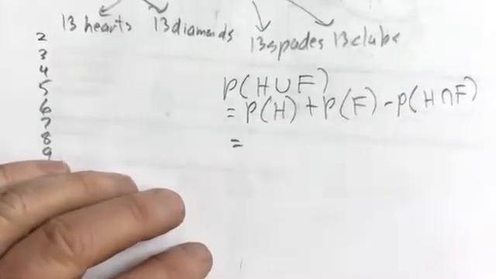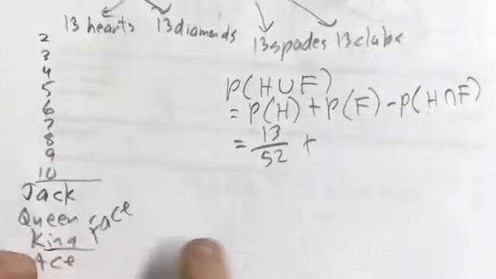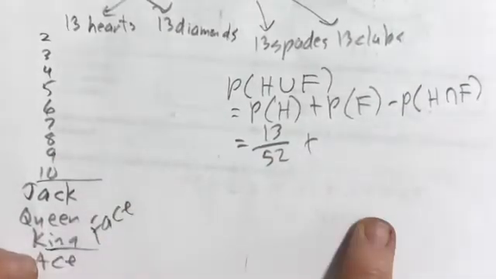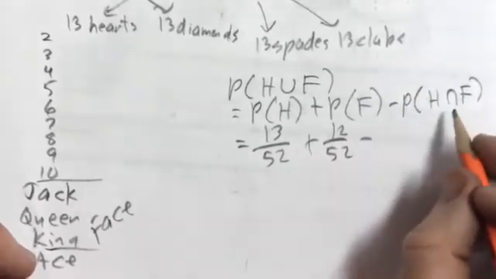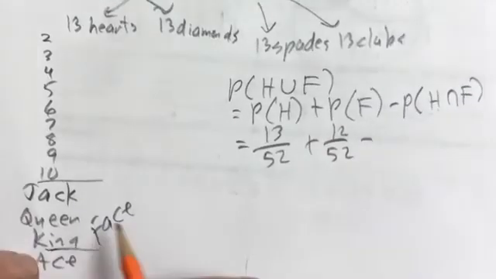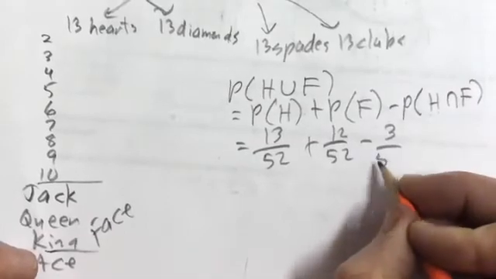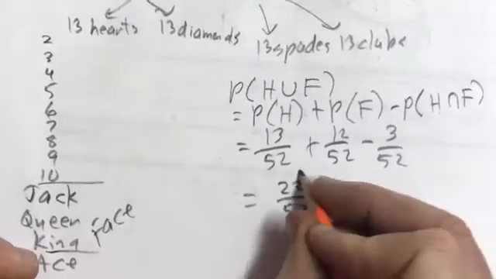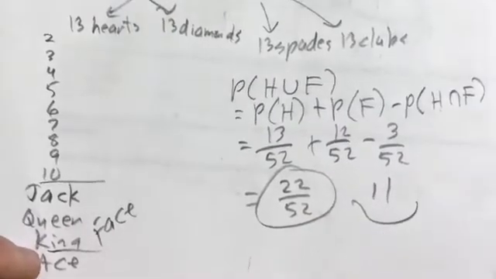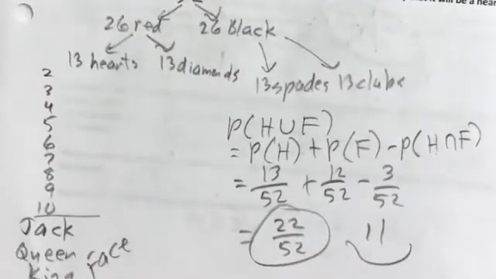What's the probability of getting a heart? There's a total of 13 hearts out of 52. How many face cards are there? There's 3 for each suit and 4 suits, so 3 times 4 is 12. And how many face cards are hearts? That's 1, 2, 3: the jack, queen, and king of hearts. So that's minus 3 out of 52. When you combine those, it's 22 out of 52. Boom. That's it for really everything that could be on the test as far as section 5.2.